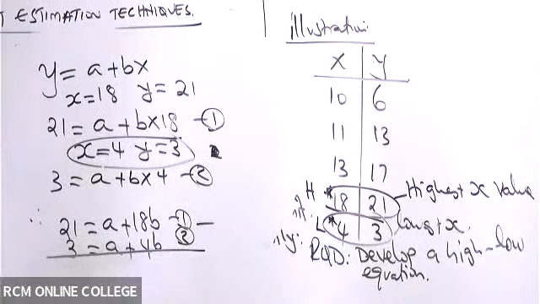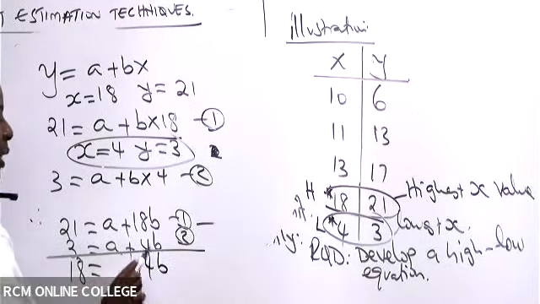So let's eliminate a. 21 minus 3 gives me what? 18. Yeah, 18 equals a minus a, which disappears. That is what I wanted. How about 18 minus 4? 14. So this one here is 14b. So is there somebody who is able to see now the value of b? Anybody who can easily see the value of b?